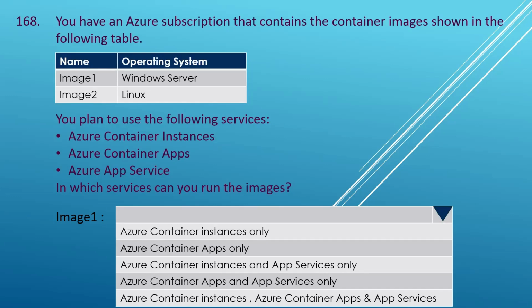The first one is regarding image1. Your options are Azure Container Instances only, Azure Container Apps only, Azure Container Instances and App Services only, Azure Container Apps and App Services only, or Azure Container Instances, Azure Container Apps, and App Services, which is all three. Folks, let's head to the Microsoft documentation of all the services to answer this.